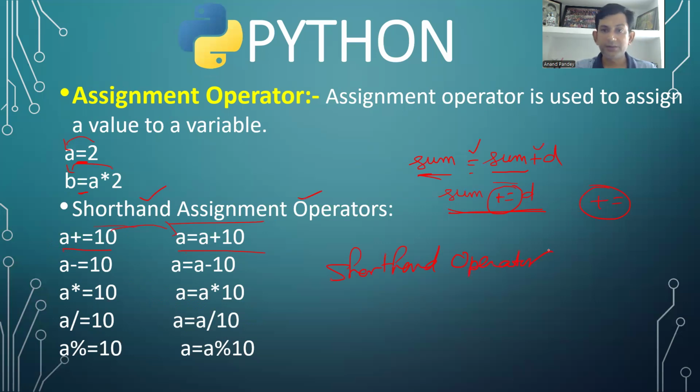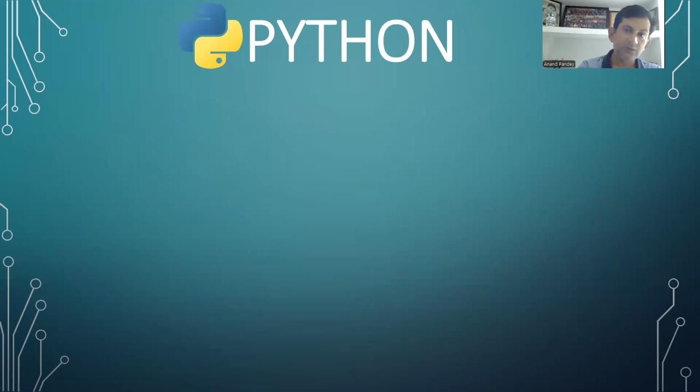Sometimes it is only the shorthand operator, sometimes the shorthand assignment operator. Okay, it's all about the assignment operator. Don't be confused with the equal to operator. The difference between this operator and this operator is what? This one is used to store a value to a variable. This one is used to compare the value of two variables, whether they are equal or not. Am I clear? This is the assignment operator. This is the relational operator. So don't be confused, both are different.